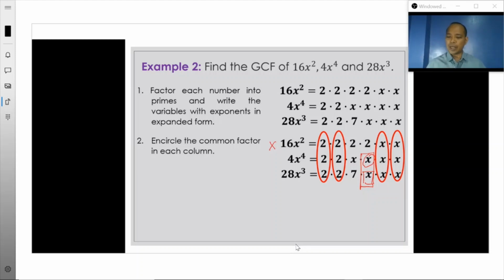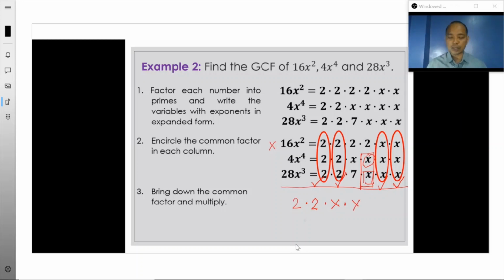So now that we have identified the common factors, we bring them down to get the GCF. That means the common factor 2, this 2 here, we bring that down. That's going to be part of the GCF. This common factor of x here is also common, so we bring that down. And we're also going to make use of this common factor of x, so we also bring that down.